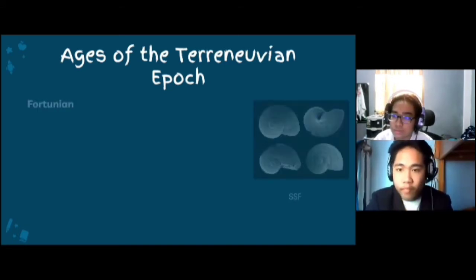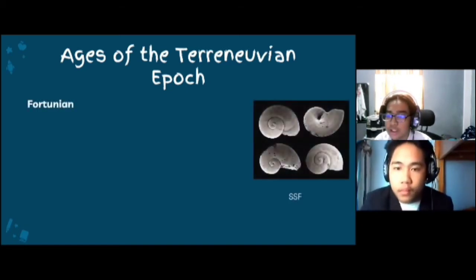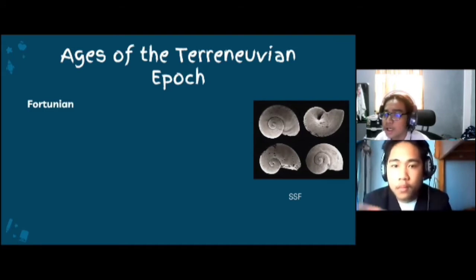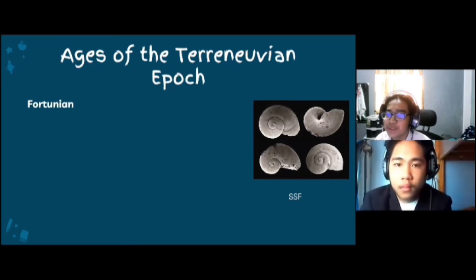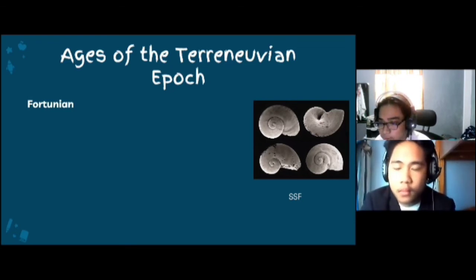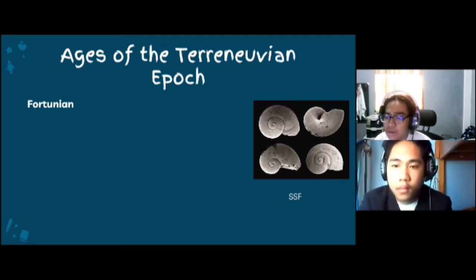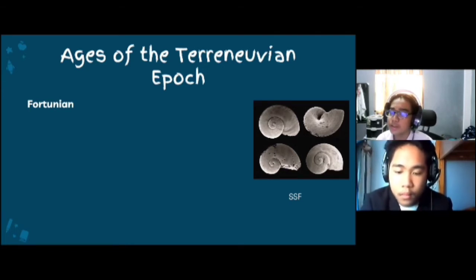Ages of the Terreneuvian epoch. Fortunian, also known as the Manykayan or Manikaian. The Fortunian is the earliest of the five ages of the early Cambrian and also the most recently recognized. The stage and its equivalents were only added to the Cambrian in 1992. It is characterized by the first appearance of small shelly faunas, or the SSFs.